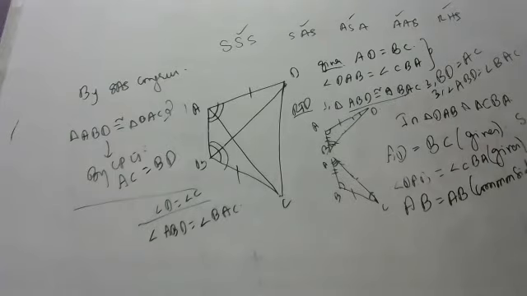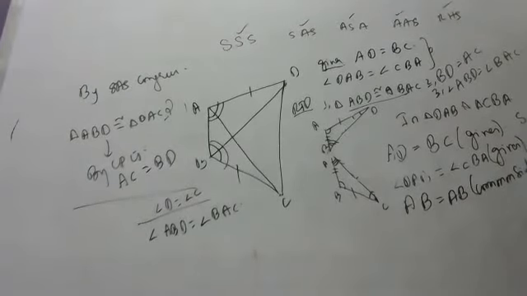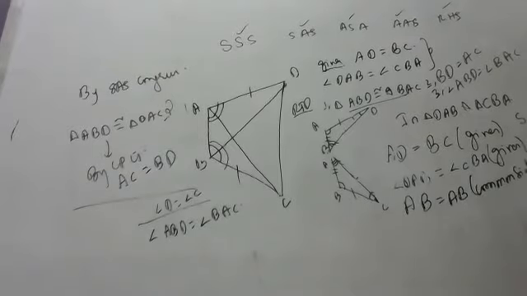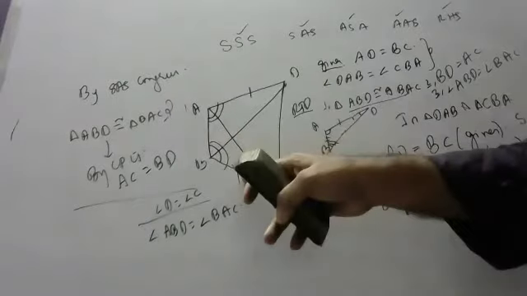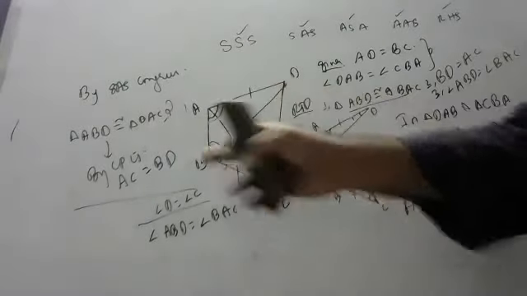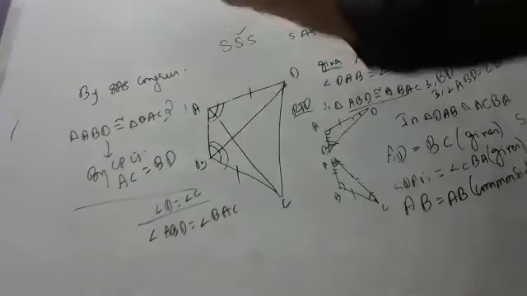Yes, children. Is there any confusion in the sum? If there is any confusion, I will tell you. No, sir. Okay, children. So this is equal. This is equal. This is common. By sides they both are common.